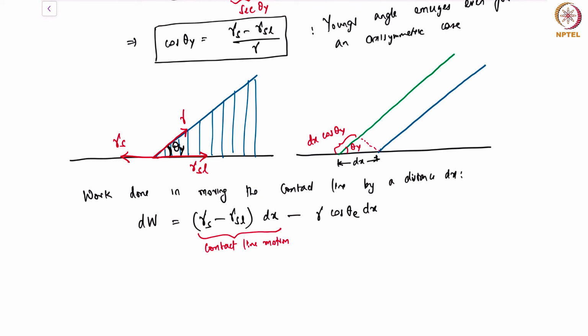because the surface has actually spread on the solid, right? It has spread on the solid, and then the second part that you see here is from creating a new surface.